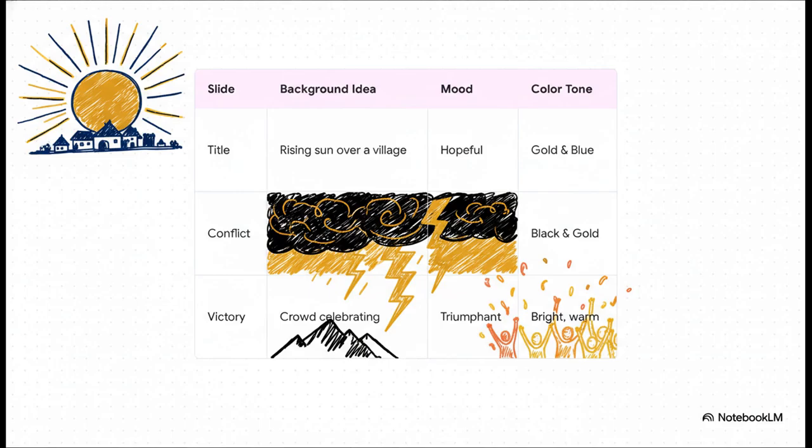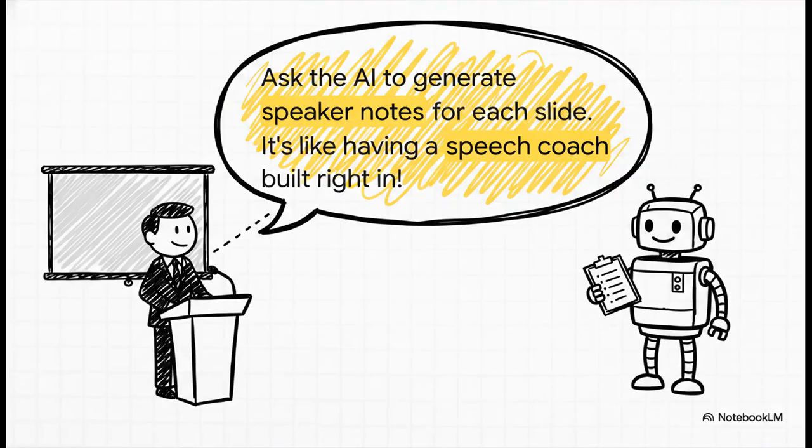For the title slide, it suggests a hopeful, rising sun with golds and blues. For the conflict part of the story, a stormy, dark night with black and gold. This isn't just random advice. It's a complete visual theme for your whole presentation. So cool. Oh, and you're gonna love this pro tip. You can even ask the AI to write out speaker notes for you, for every single slide. It gives you these simple, punchy lines so you can deliver everything with total confidence. It's like having your own personal speech coach.